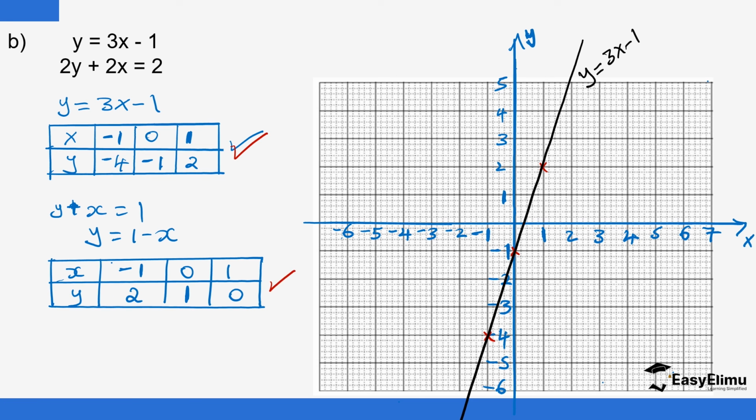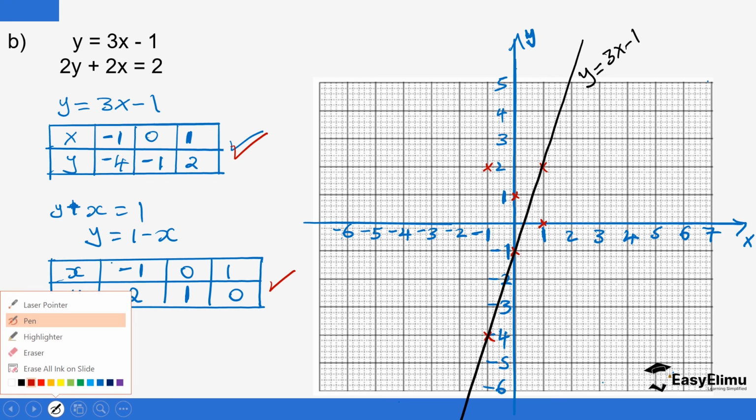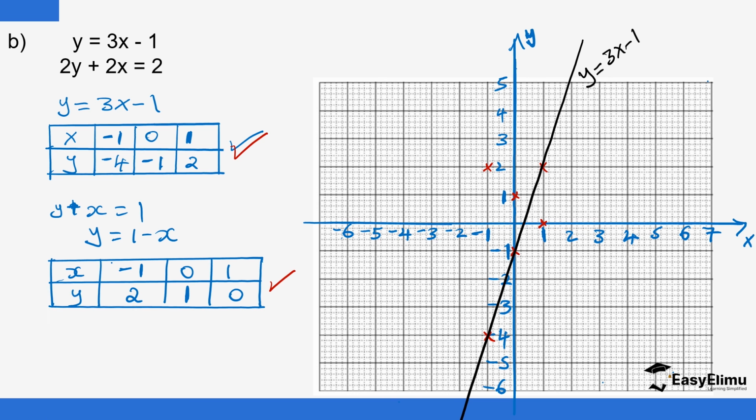So this is the second table. So -1, 2 is up here. And then we have 0, 1 is here. And then 1, 0 is here. So it's just a matter of drawing a line that passes through the 3 points. And once you do that, you remember to label your line. So y equals 1 minus x.